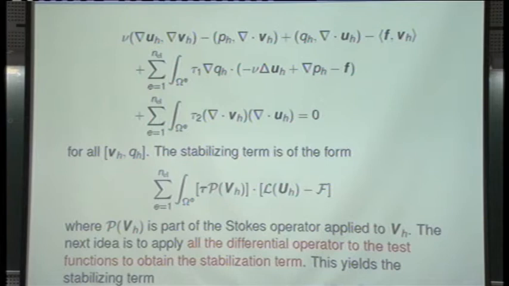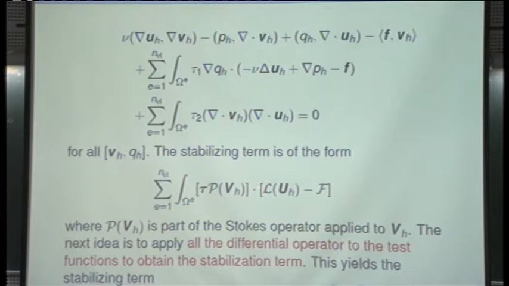Well, this is nothing but this operator. So we have the residual, times the convective term applied to the test function, multiplied in this case by a matrix. That's what is written here. It's the part of the Stokes operator. It's just a part, which is the convective term. Okay. So how do we get that?